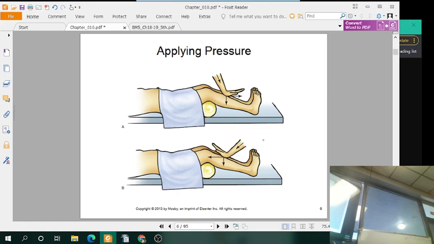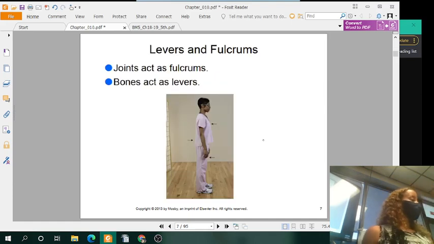And that's why, especially with oil, we just slide right off. We're warming up their very superficial layer of skin, but we're not affecting the musculature underneath as much. So let's be green with our massage and not be wasteful of our energy, right? All right, levers and fulcrums.